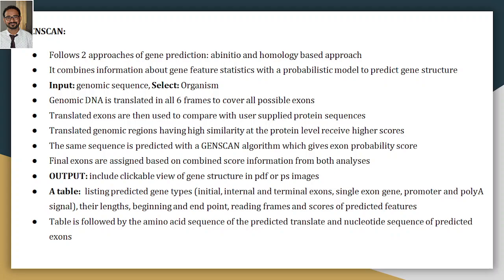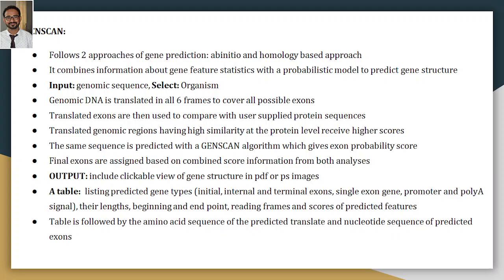Translated genomic regions that have high similarity at the protein level receive higher scores. If the similarity is high, then you have a high score, like what you did in BLAST. Now the same sequence is again predicted with the GenScan algorithm, which gives an exon probability score. There is one extra thing in addition to the BLAST you have done. What is that? Here the GenScan algorithm will give you one number, that is the exon probability score.